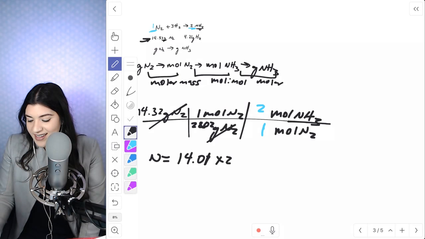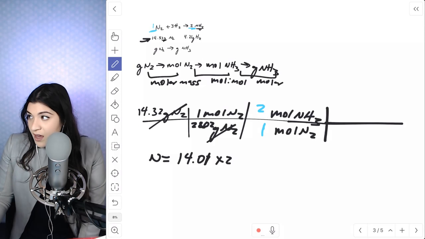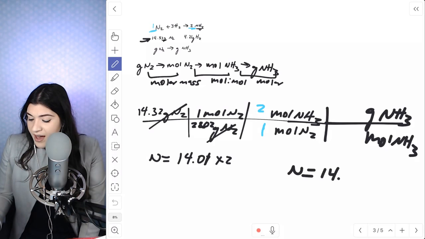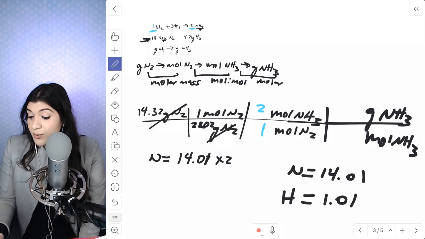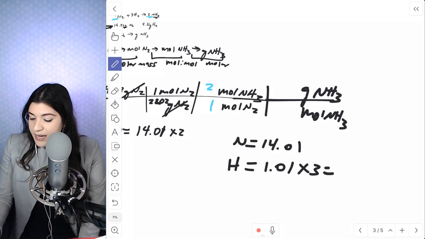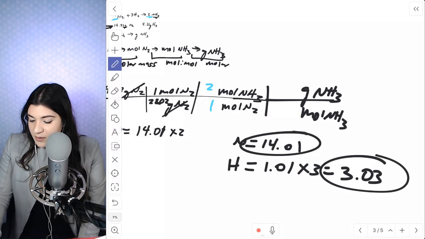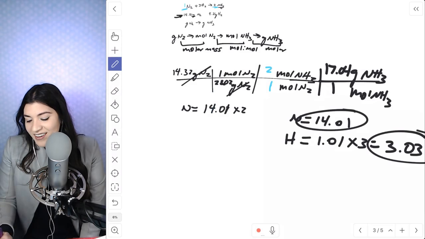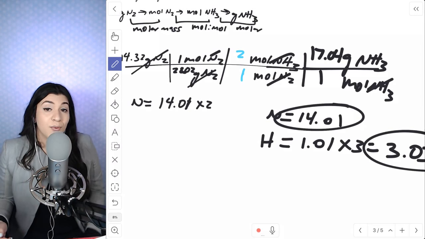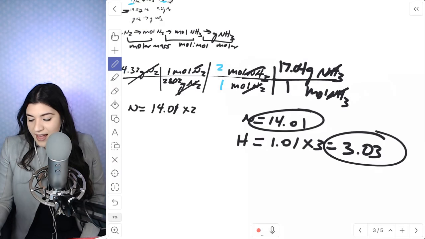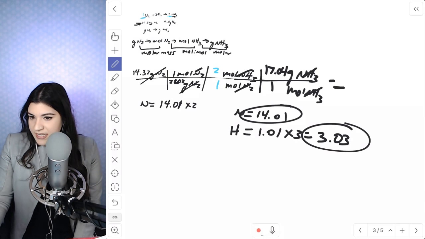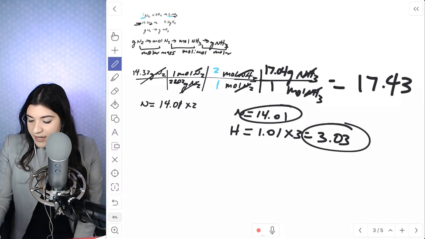So last step with this one, I'm going to grams of NH3. So moles of NH3 on the bottom per every gram of NH3. Let's figure out the molar mass of that. N we said was 14.01. Hydrogen is 1.01 times 3 since there's 3 of them, so it would be 3.03. Add these two up and we'll get 17.04 grams of NH3 per every 1 mole. Now that everything has canceled out and we finally got to grams of our product, if we multiply that out, we'll get roughly 17.43 grams of NH3.